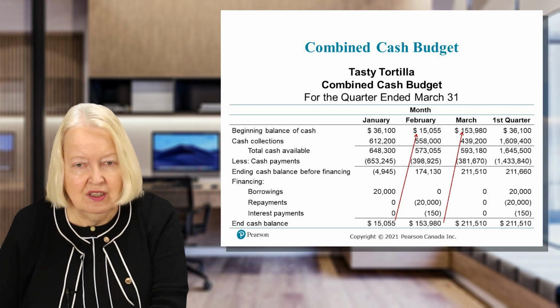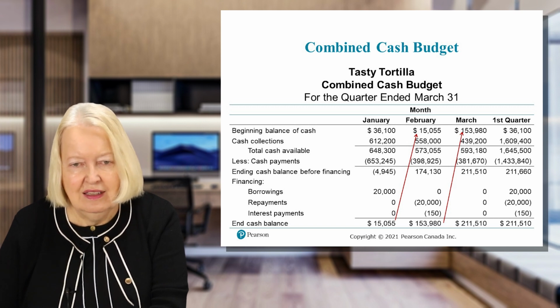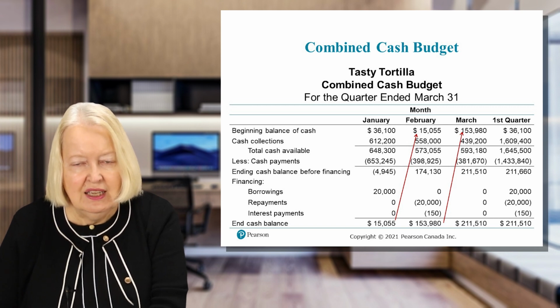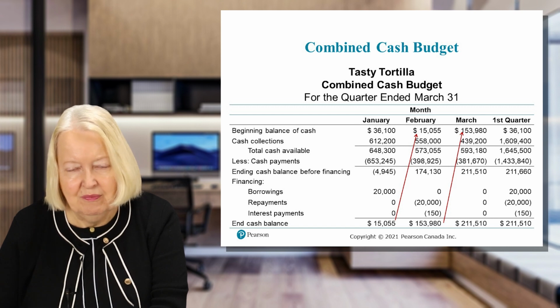So you're going to have to use a line of credit from the bank. And in this particular example, the company doesn't borrow just the $4,900 that it needs. It actually borrows in increments of 20,000. So the minimum they're going to borrow is 20,000, and that's largely so they can have cash in their account to start off with at the beginning of the following month.